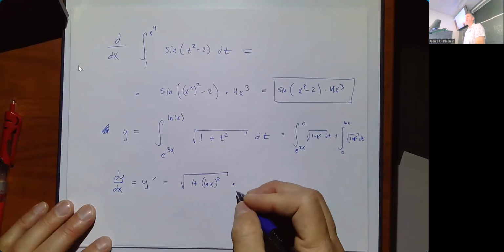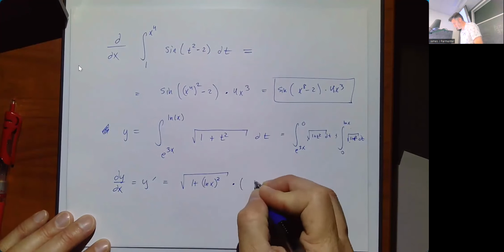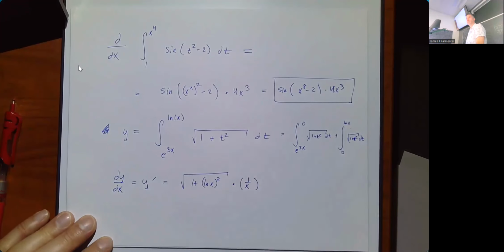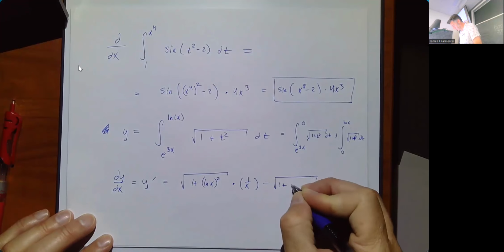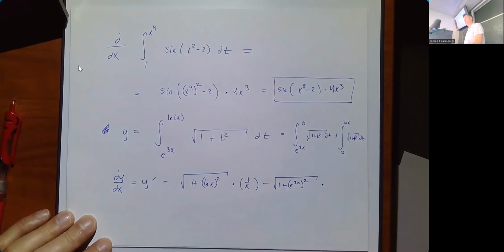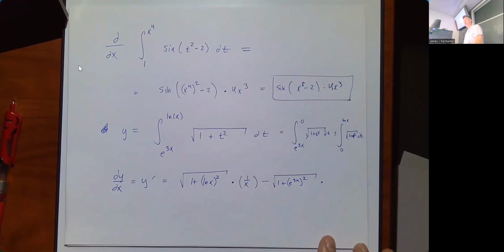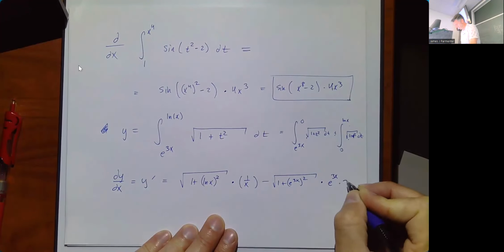Times, what's the derivative of the natural log of x? Ooh, I know, it's been a while. It's 1 over x. Minus, now we do the other one. The square root of 1 plus e to the 3x squared times the derivative of e to the 3x. And for the derivative of e to the 3x, we have to use the chain rule again. The derivative of e to the stuff is e to the stuff times the derivative of the stuff.